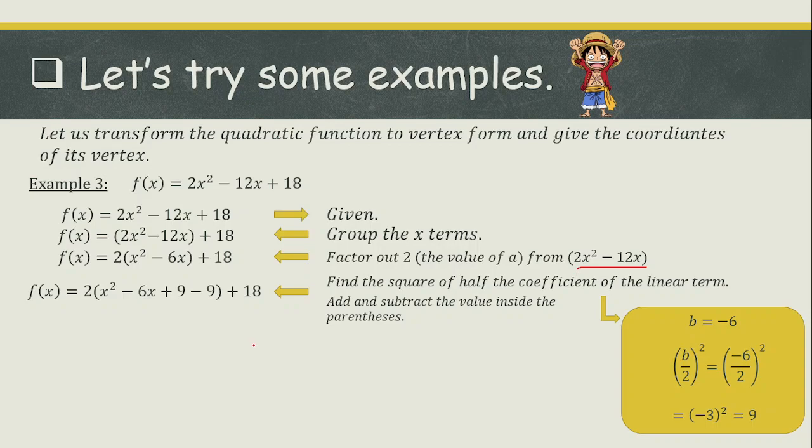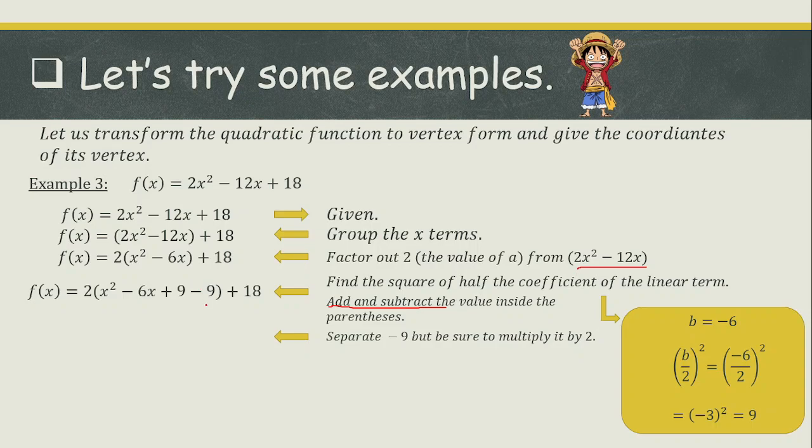Sir, bakit naka-plus 9 minus 9? Kasi based doon sa step-by-step process, we need to add and subtract the value inside the parentheses. Yung value na nakuha natin sa pag-find ng square of the half of the coefficient of the linear term. Then after that, separate negative 9 but be sure to multiply it by 2. For this case, kasi class, di ba finactor out natin yung a from the given na 2x squared minus 12x. So, nasa labas si 2. So, yung negative 9, isa-separate natin. So, it means ilalabas natin siya inside the parentheses. Dahil nga nasa loob siya, it means kailangan muna natin siya i-multiply kay 2 bago siya malabas.